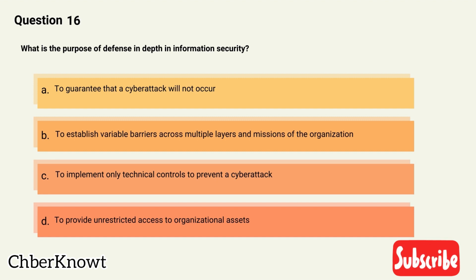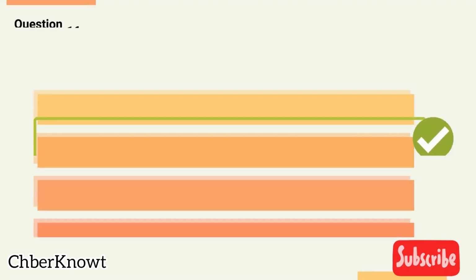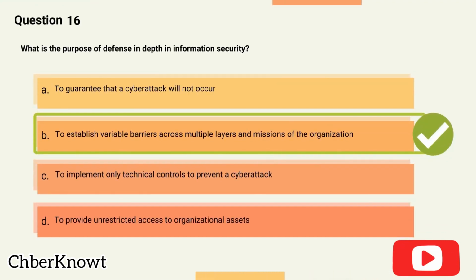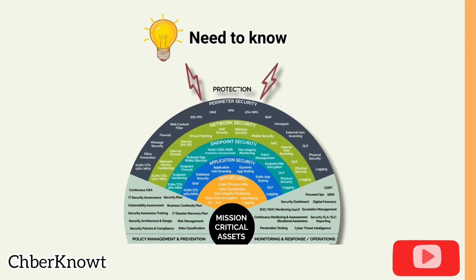To provide unrestricted access to organizational assets. The correct answer is Option B. To establish variable barriers across multiple layers and missions of the organization. Explanation. Defense in depth is an information security strategy that integrates people, technology, and operations capabilities to establish variable barriers across multiple layers and missions of the organization.